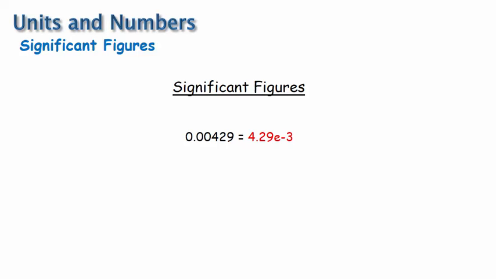Well, here's another example. This time there are 6 digits in scientific notation, so there are 6 sig figs. Or this example, the number is already written in scientific notation, and there are 4 digits, so there are 4 sig figs. Notice that the zeros to the right of the decimal are also significant digits, and so we had to count them. And now that brings us to the end of this video on units and numbers.